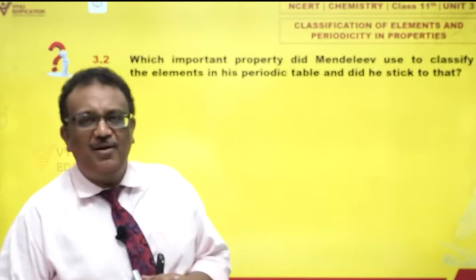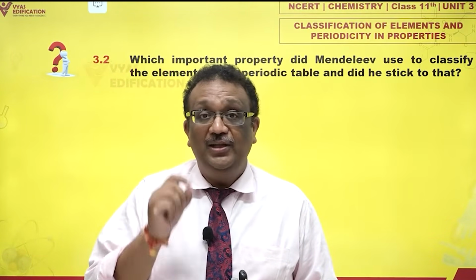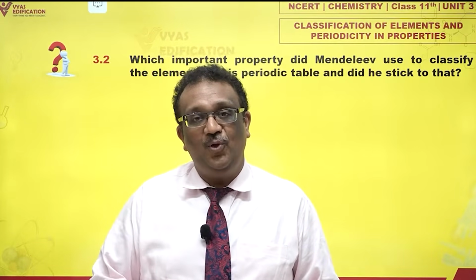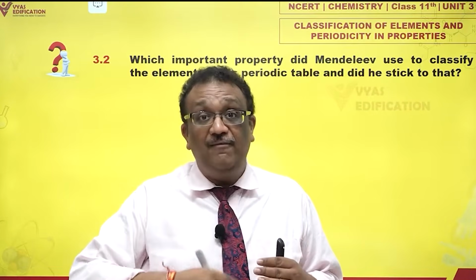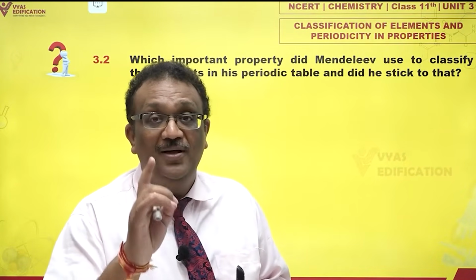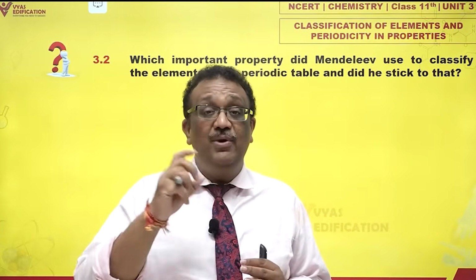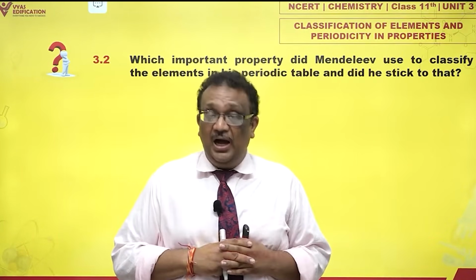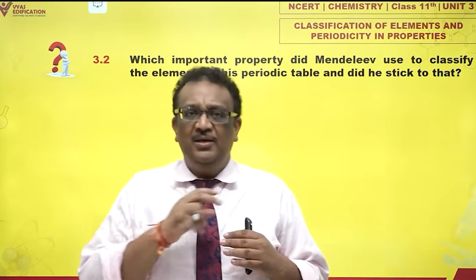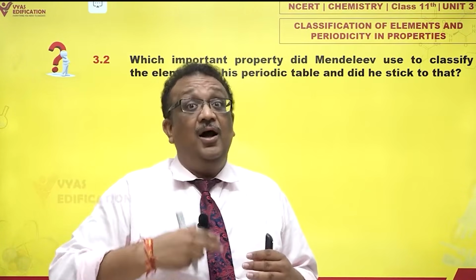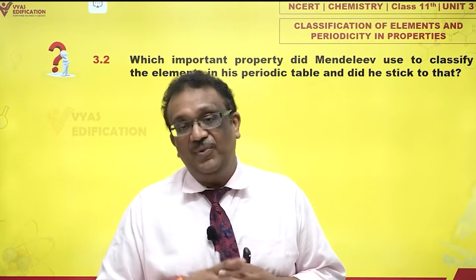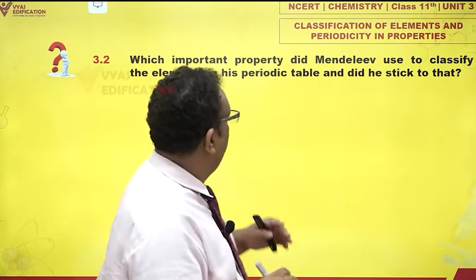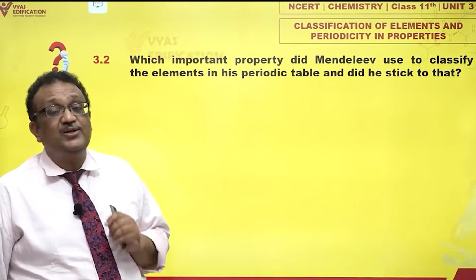Which important property did Mendeleev use to classify the elements in his periodic table? And did he stick to that? There are two questions. Which property did Mendeleev use? Mendeleev used a property called the atomic mass number or the atomic mass. He said properties of elements are periodic functions of their atomic masses. He arranged the elements in the order of increasing atomic mass, and he found that properties show a very gradual variation as well as a repetition after a certain gap or a certain period, and that is why the term periodic properties. First part was this, and the answer is atomic mass.